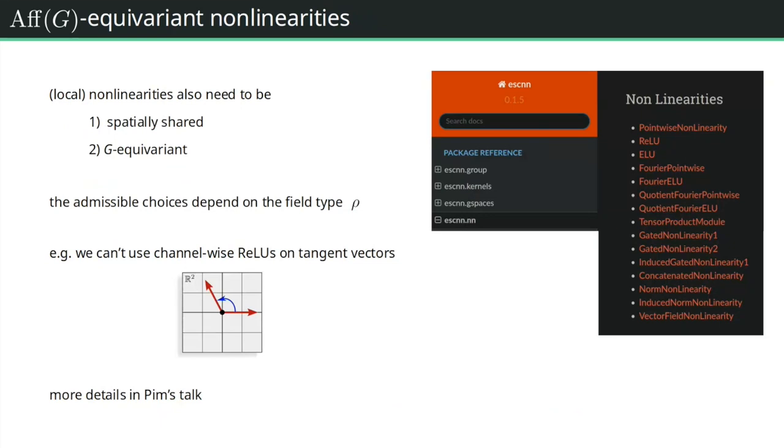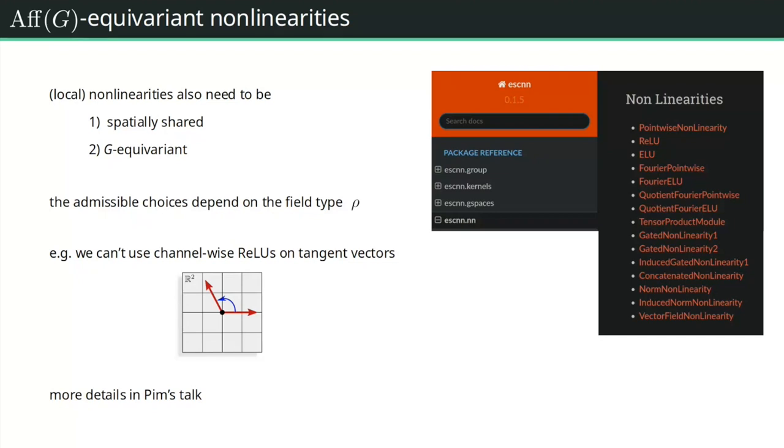And what is also important for neural network applications are nonlinearities. Again, we get the result that they have to be spatially shared, and they have to be G equivariant. Which nonlinearity you can use depends now on the field type you're considering. So for example, if you have a scalar field, you can just take a ReLU nonlinearity, that works.